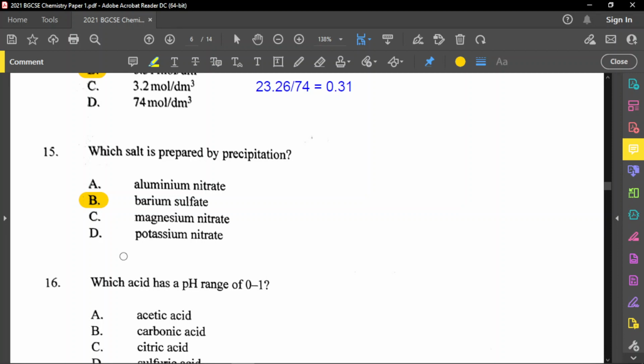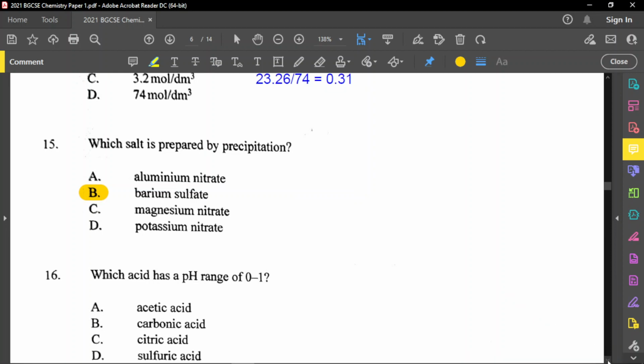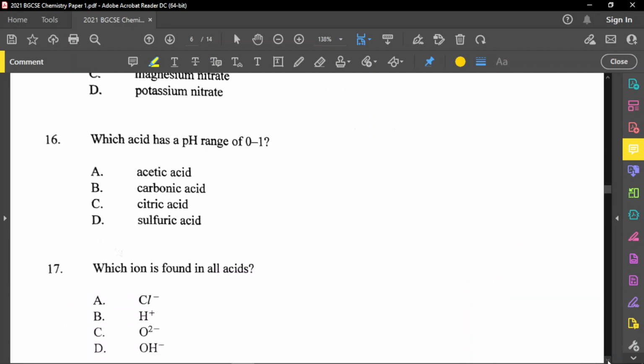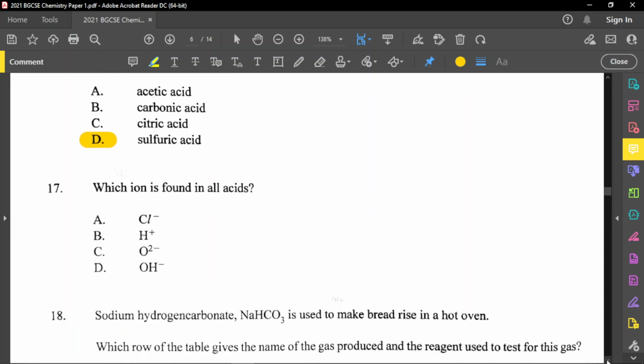All right, so number 16, running through that real quick. It said which acid has a pH range of 0 to 1, and this is a strong acid. Acetic acid is an organic acid, so it's a weak acid. Carbonic acid is in between, so it's moderately strong. Citric acid is an organic acid as well, so it's a weak acid. And so sulfuric acid is the strongest acid here. It's a really strong acid in nature, so it is the answer. Don't need too much explanation there.